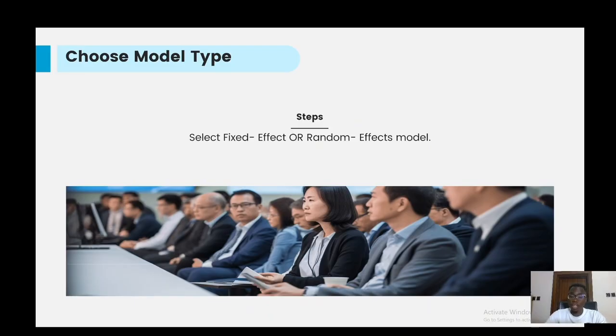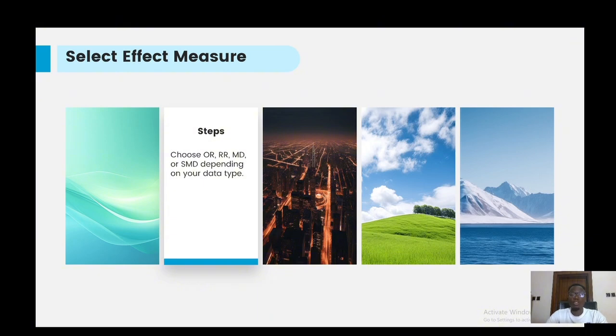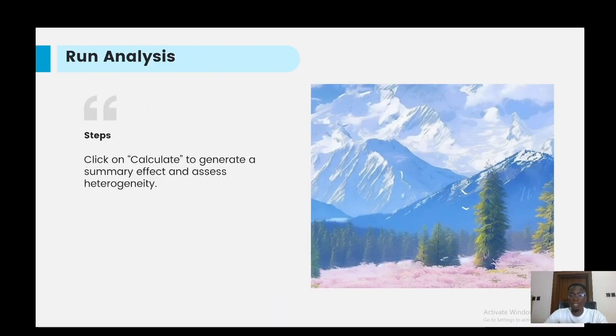This is our effect model, not our effect measure, right? We're trying to know the model to choose. And then we'll choose our effect measure. Here we can choose either odds ratio, risk ratio, mean difference, or standardized mean difference. And then we calculate to generate a summary effect and assess the heterogeneity, which is quite easy to do.